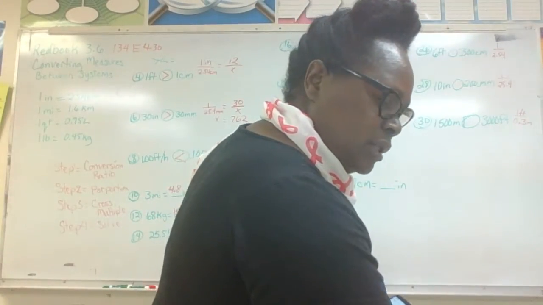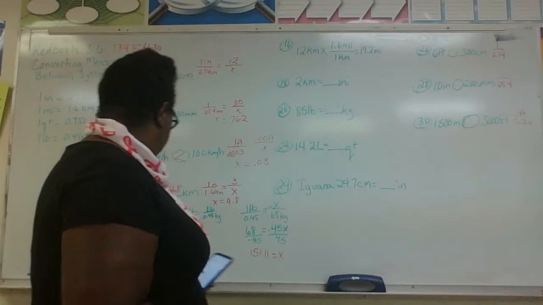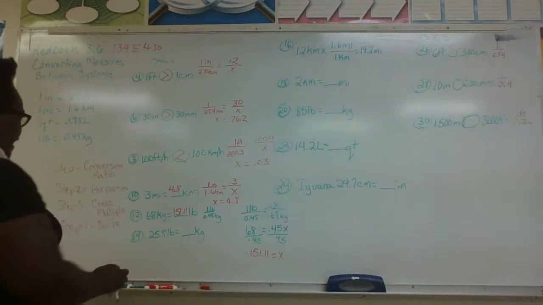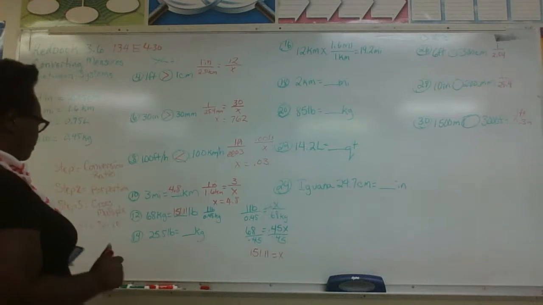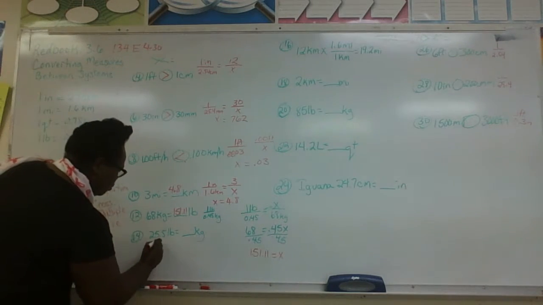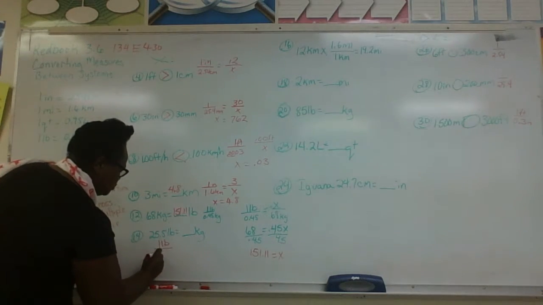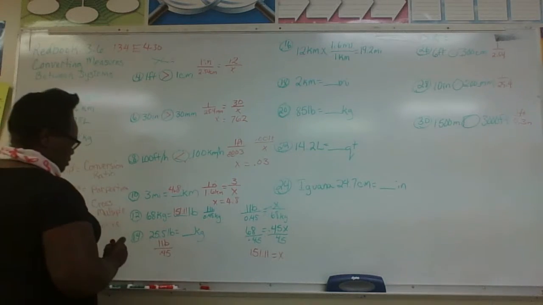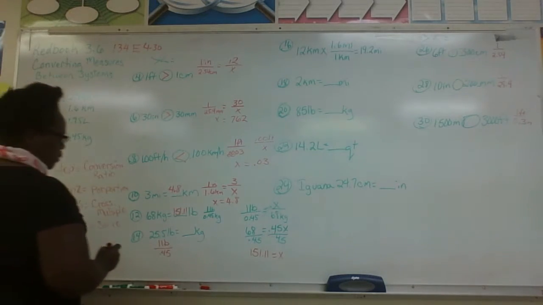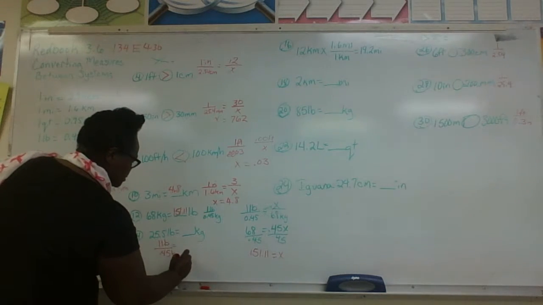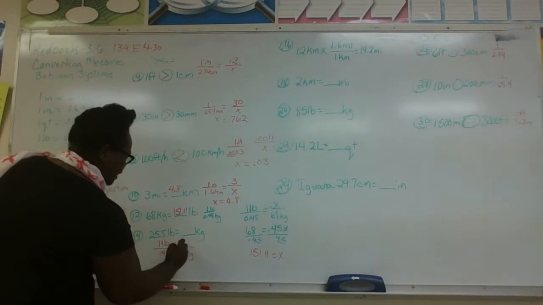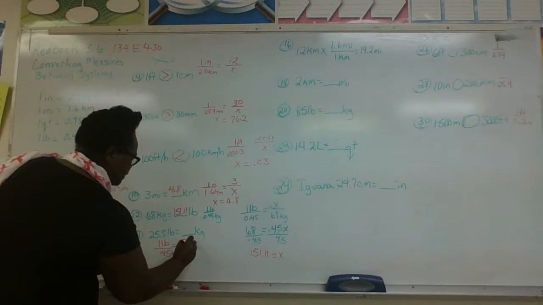Okay, now let's look at number 14. Number 14, we have pounds to kilograms again. So here we go. 1 pound is equal to 0.45 kilograms. All right, to set up our proportion, we don't know our kilograms, but we know we have 25 and 5/10 pounds.